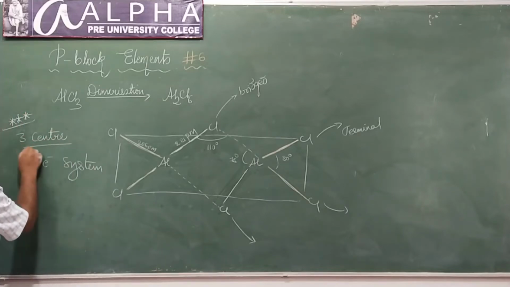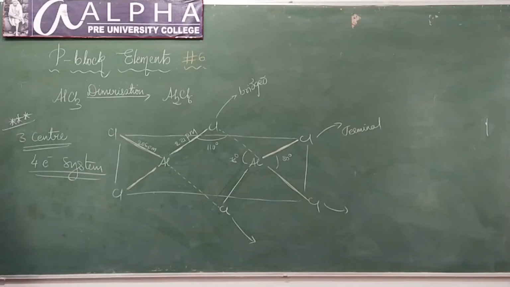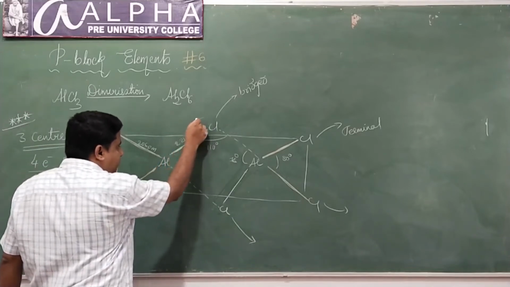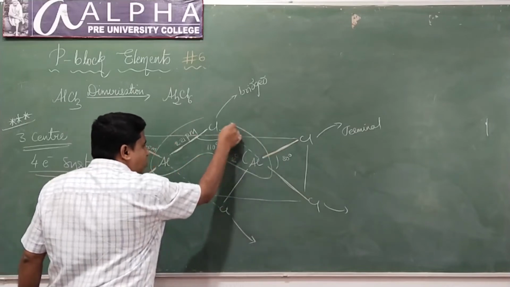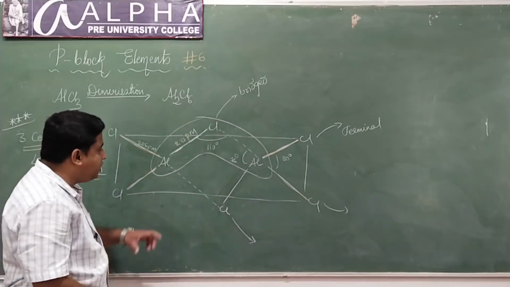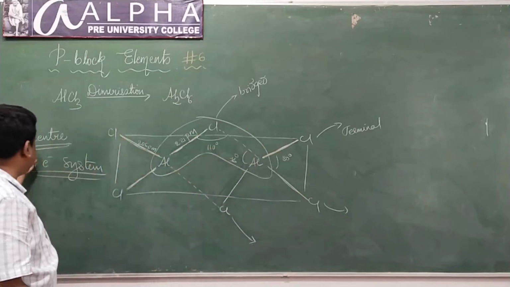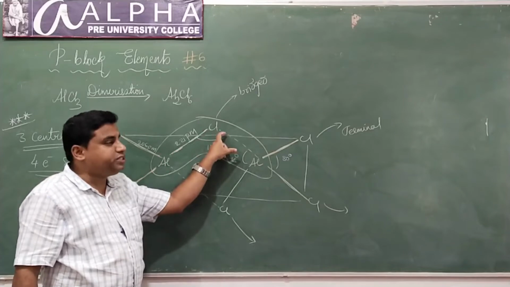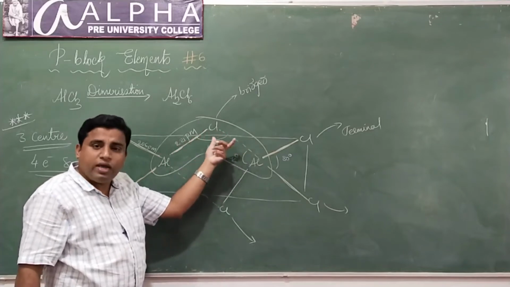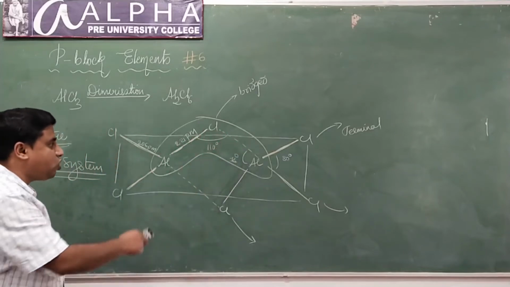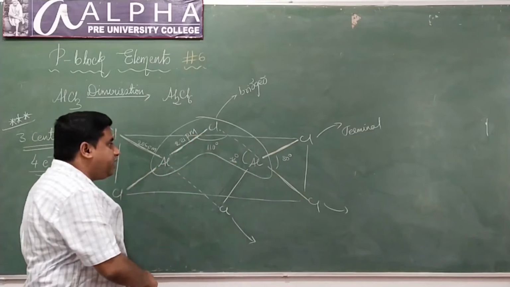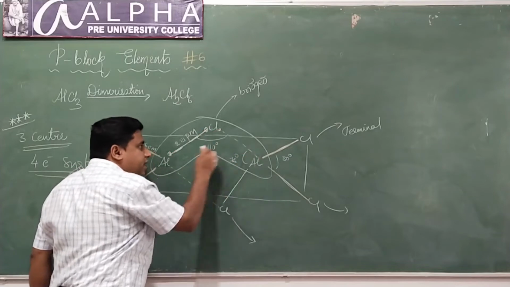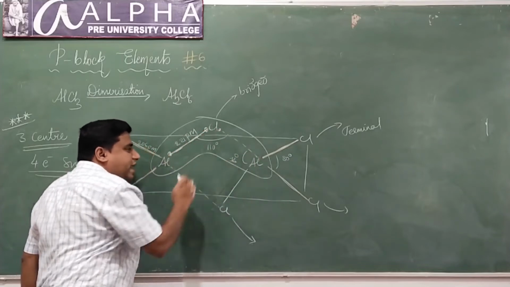We call the structure a 3 center 4 electron system. Why? Look at this. If I consider this bond, how many atoms are there? 1, 2, 3 center. How many electrons in this bond? 2 electrons. How many electrons in this bond? 2 electrons. 2 electrons plus 2 electrons, 4 electrons. That is why it is called a 3 center 4 electron bond. So understood? 3 center 4 electron system.